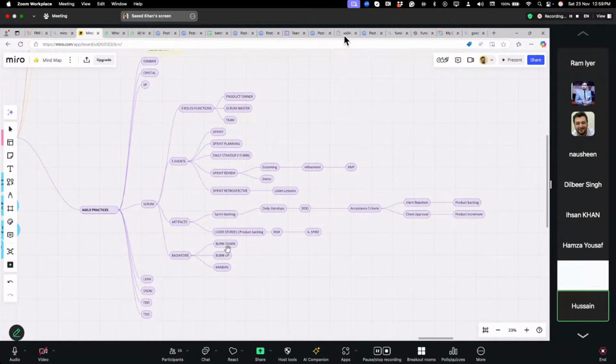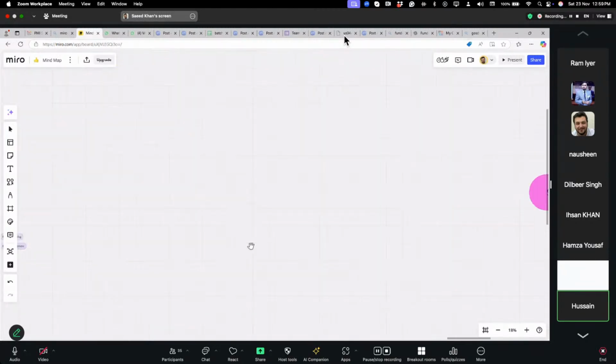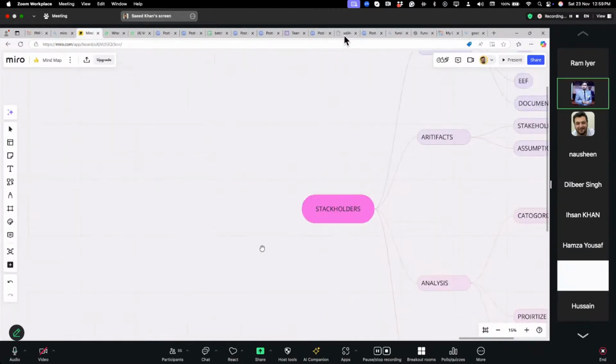Actually, we couldn't write more because of the time constraint. It's the burn down and burn up charts, and the Kanban board is also an information radiator. That is it.